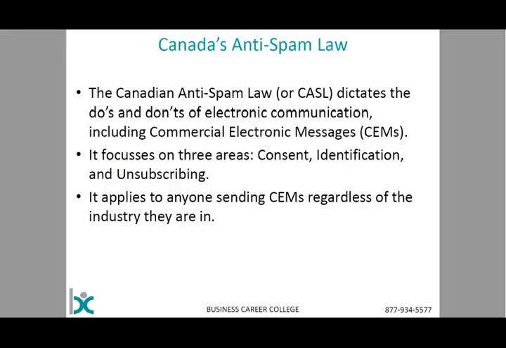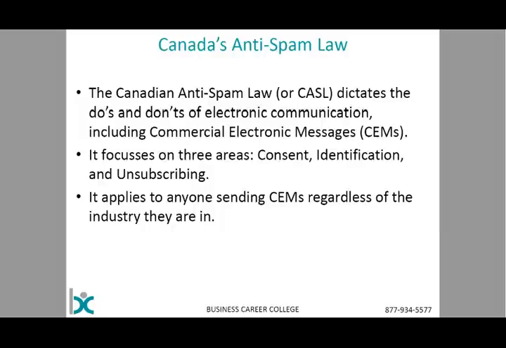Thank you for coming back to the privacy legislation in Canada presentation. So we're going to focus on Canada's anti-spam law next, also known as CASL. You'll often hear it called CASL because Canada's anti-spam law is a bit of a mouthful. This area does have a lot of acronyms, and I will use some of them, but I'll try to define them as we go through.